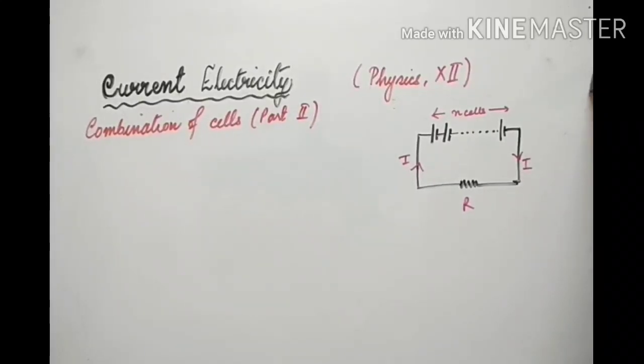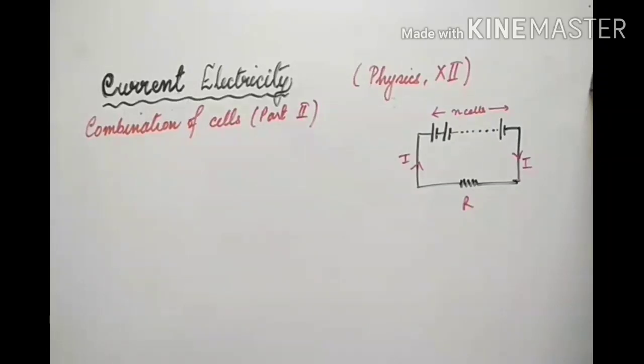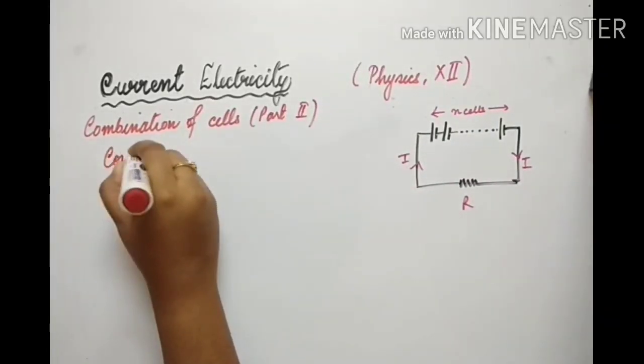Hello everyone. In my last video, I had explained about combination of cells in series and parallel. In this video, I will again explain about combination of cells in series and parallel, but here I will state the condition in which you can get a maximum current from the circuit in series combination of cells and in parallel combination of cells.